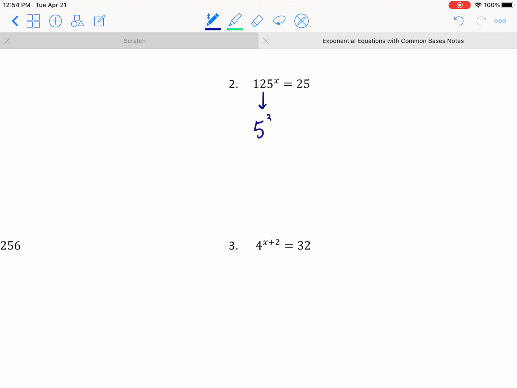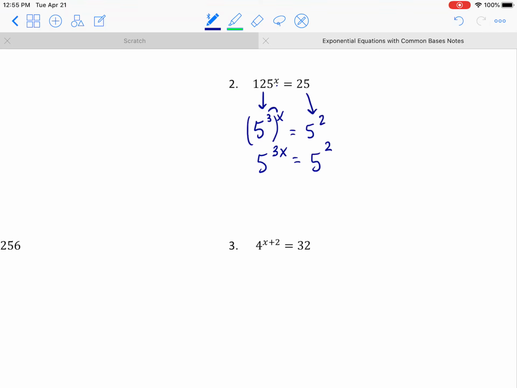Okay, so now we're going to go back here, and let's see. Instead of leaving this 125 to the x, the 125 becomes 5 cubed. Same thing, right? So I'm replacing 125 with 5 cubed, and I can't forget about my x. That's got to stay there. And then on the other side, 5 squared makes 25, so 25 becomes 5 to the second power.